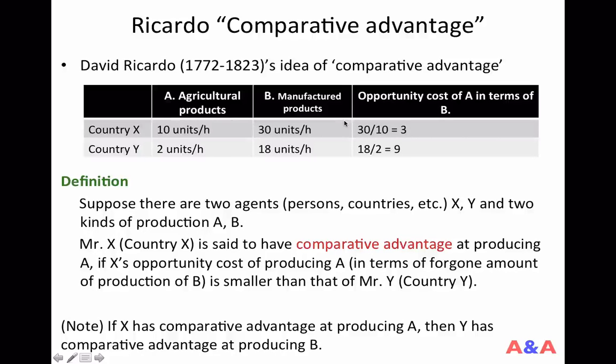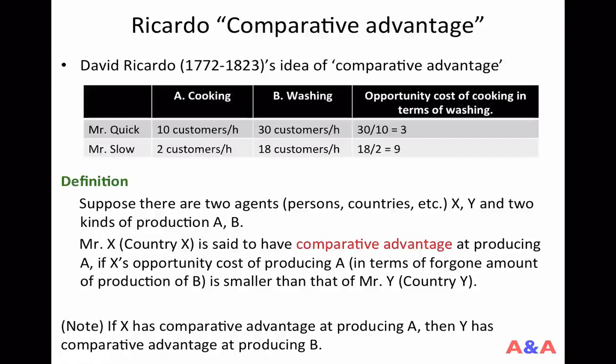These numbers are completely the same as in Mr. Quick and Mr. Slow's example. So we still have the fact that country X has comparative advantage at producing A. Now that we understand opportunity cost, we can define comparative advantage.